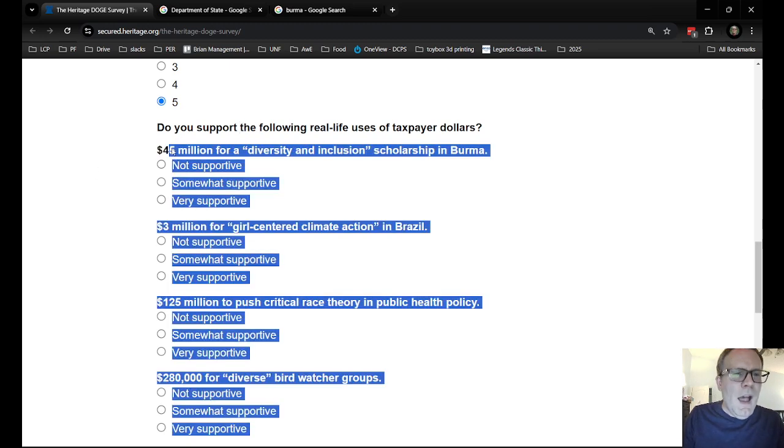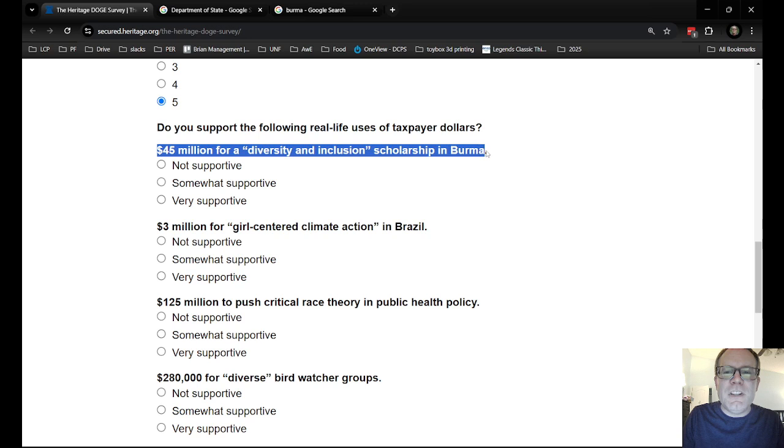Again, with the lack of information, it's really unclear to me what this program is. What does it mean for there to be a scholarship in Burma? Is it a scholarship at Burmese universities? Or is it a scholarship for Burmese citizens to come to the United States for education? Also, the 45 million, what kind of scale are we talking about? That's got to be housed within a program. What's the overall budget of that program?